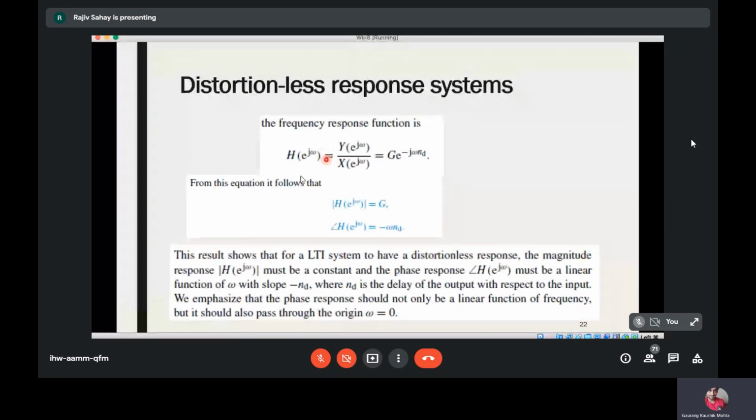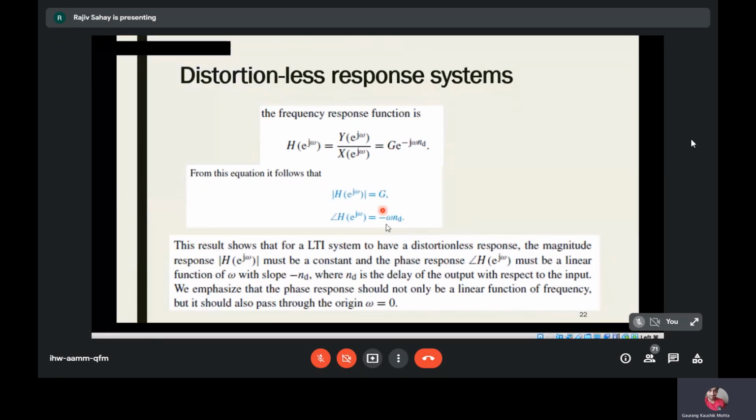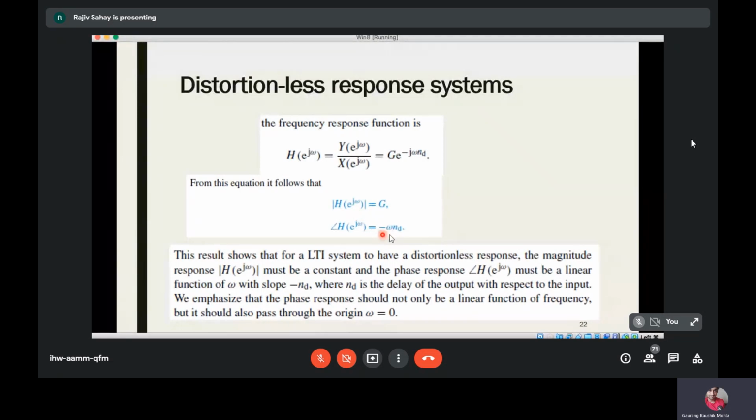You get the frequency response of the LTI system by dividing Y(e^jω) by X(e^jω). This is a complex number, and it can be written in polar form. The magnitude |H(e^jω)| is equal to G, which is the gain, and the phase function is given as minus ω times n_d. So for an LTI system to have a distortionless response, the magnitude response must be constant, so G is a constant, and the phase response must be a linear function of ω with slope minus n_d.